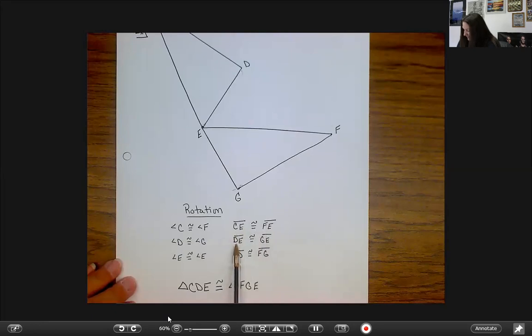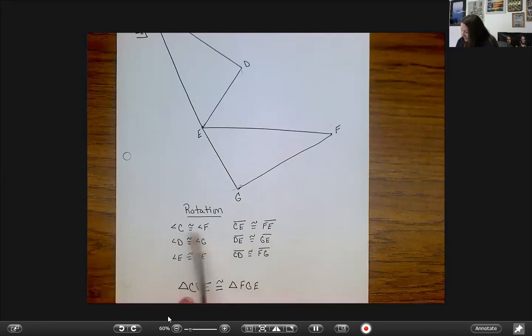Side DE will have to be congruent to side GE, and side CD will have to be congruent to side FG. Okay, so then when I make my congruency statement about my triangles, triangle CDE has to be congruent to triangle FGE. And again, the order that you write those letters in is important. So make sure that your congruent angles match up.